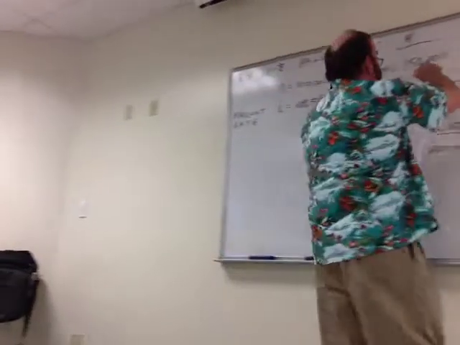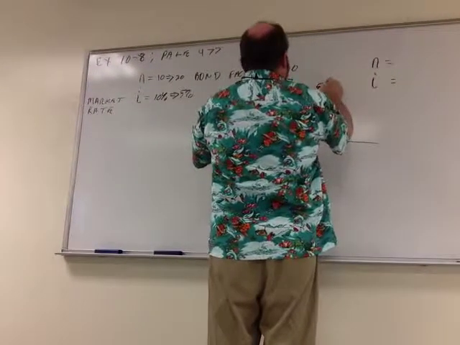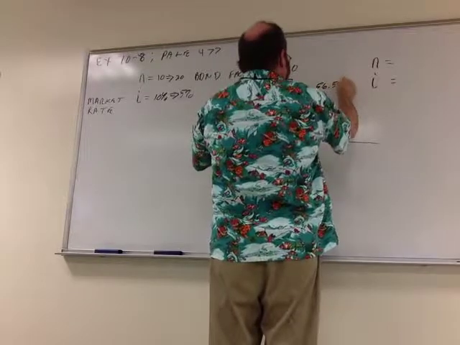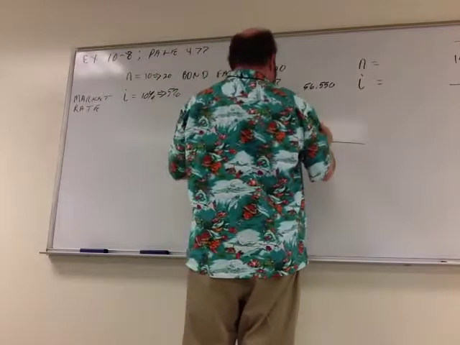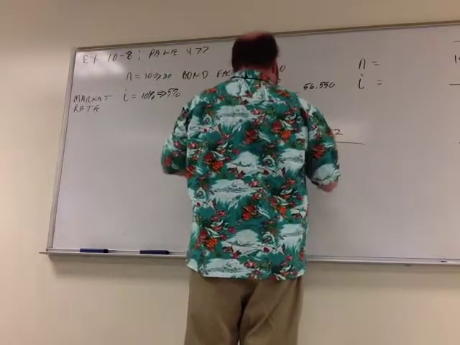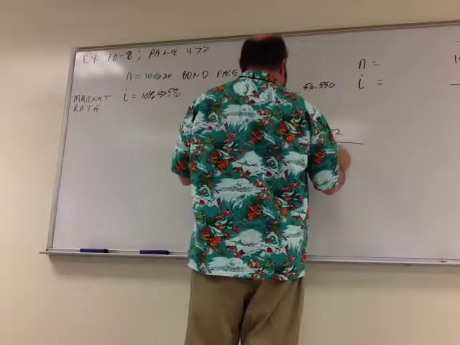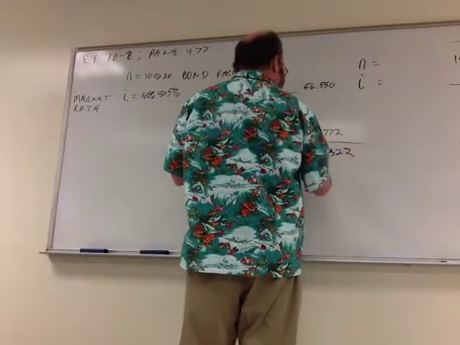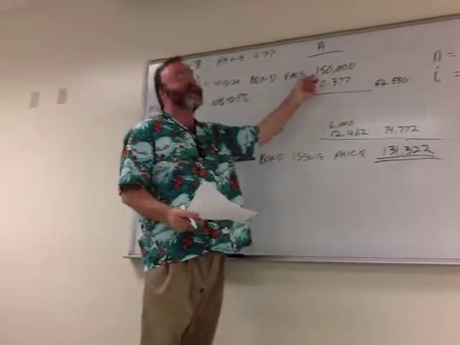If you multiply the 150, you get $56,550. You multiply the 6,000, and you get $74,772, for a price of $131,322, which is less than the face value.